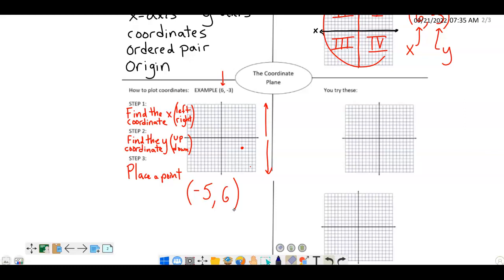Okay. Starting at the origin, starting in the middle, let's go to -5 on the x. So I'm moving left and right. I'm going to go to the left. -1, -2, -3, -4, -5. I'm right here now. And now I'm going to move 6. Am I going to go up or down? Positive numbers are up. So I'm going to go 1, 2, 3, 4, 5, 6. Should land right there. That's -5, 6 right here.